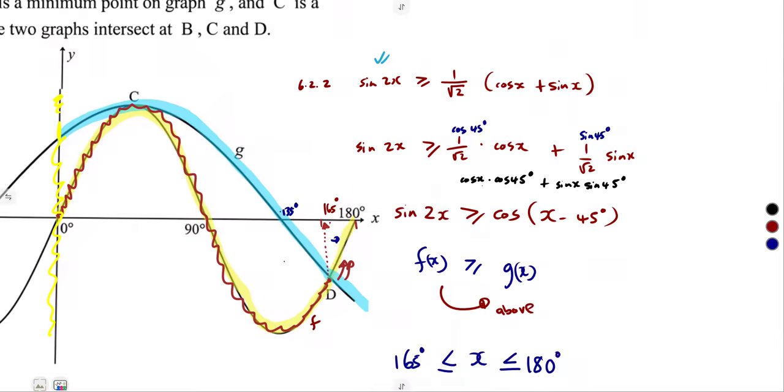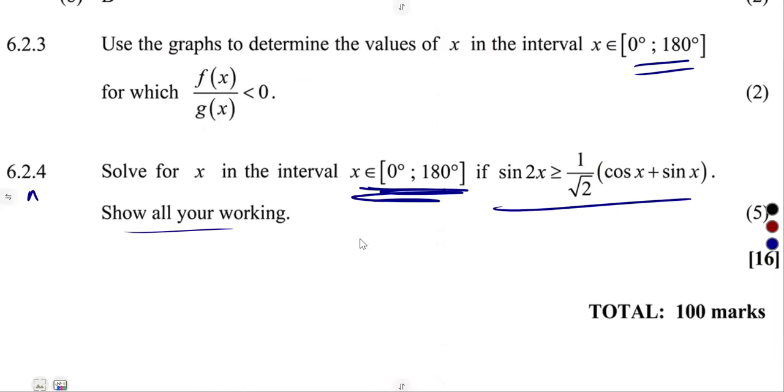Do revise. So these are the possible values of x where our f of x is greater than or equal to gx, where f of x is above gx, from the interval that we are given from 0 to 180, as we consider only from 0 to 180. Do revise. Don't be surprised in exam by new questions that you never expected. It's all about revision. If you revise, then there's nothing that will be new. All questions will be just as you have done them before.